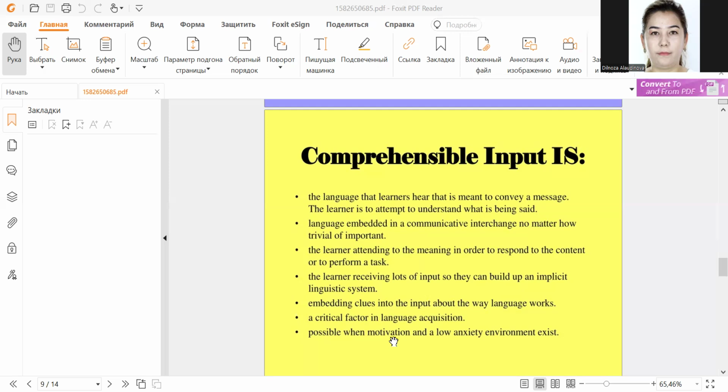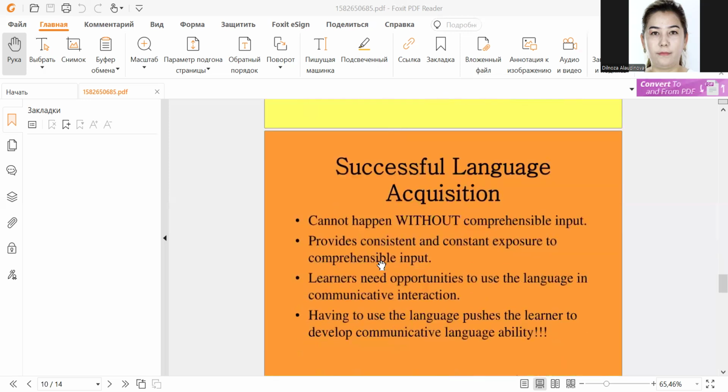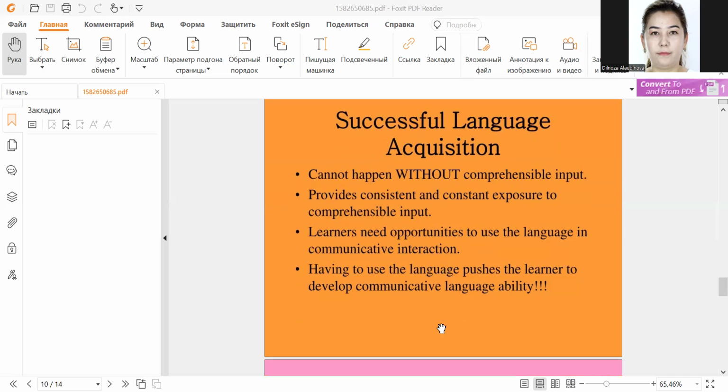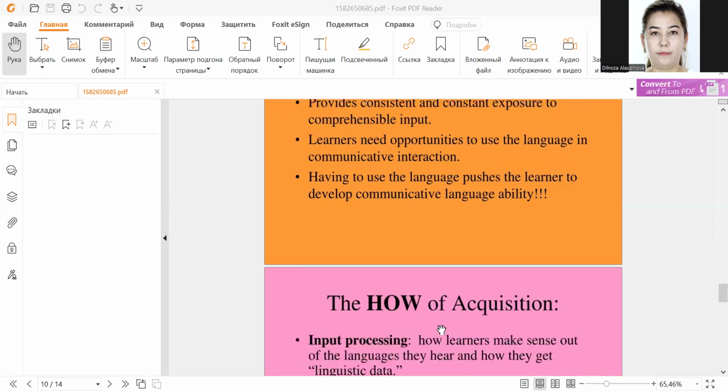This is possible when motivation and a low-anxiety environment exist. Successful language acquisition can't happen without comprehensible input. The classroom provides consistent and constant exposure to comprehensible input. Learners need opportunities to use the language in communicative interaction. Having to use the language pushes the learner to develop communicative language ability.